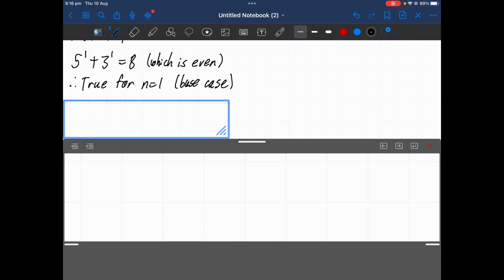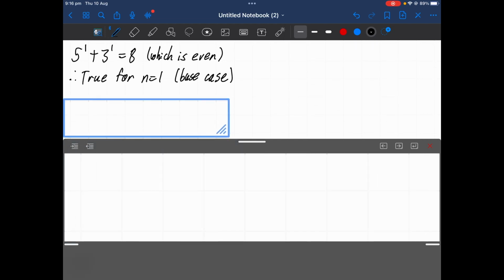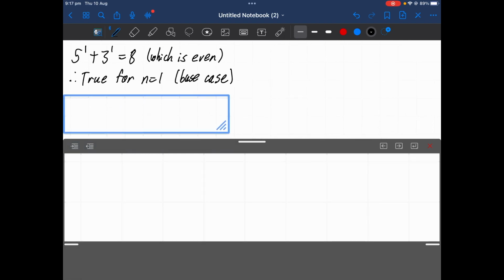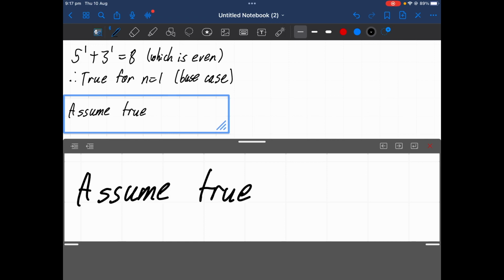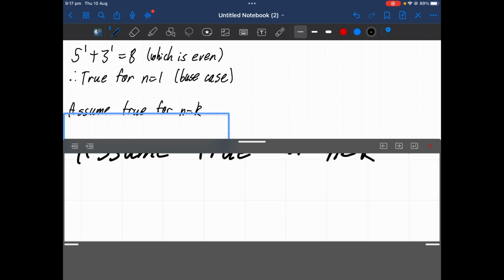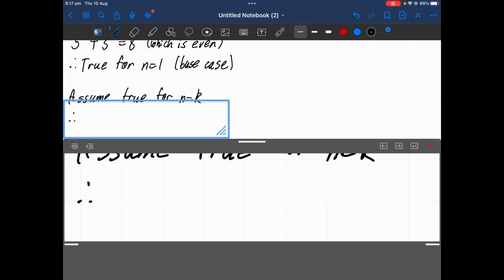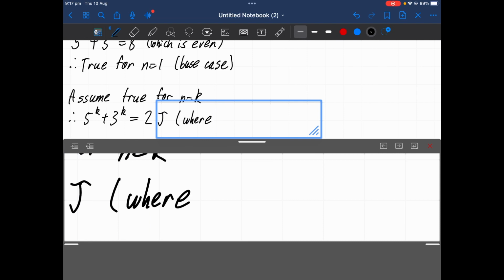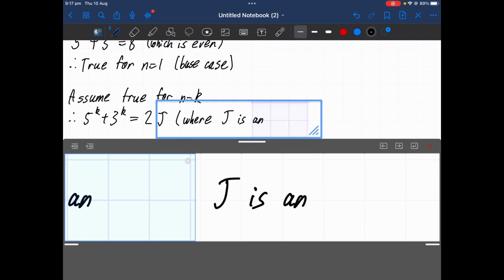Okay, so now that we have a base case done, we can follow on with our assumption, our inductive step, I should say. So first of all, our assumption is that we're assuming it's true for n equals k. Okay, pretty standard, nothing out of the ordinary. And so what that would mean is that 5^k + 3^k is even, so we represent that using 2j, so 2 times some integer. So we should specify where j is an integer.